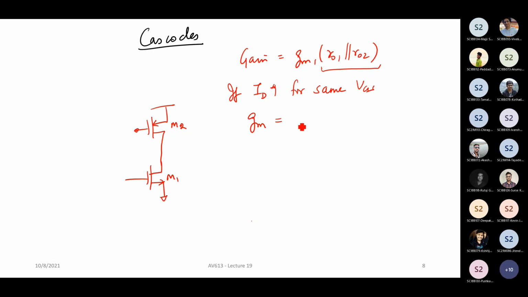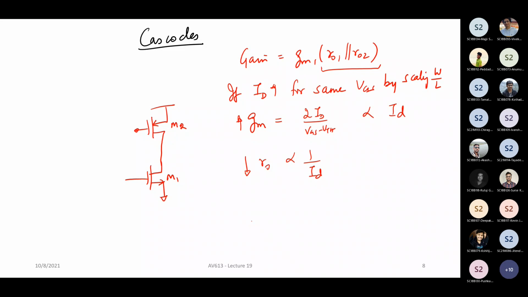GM is given by root of 2·ID·(W/L)·..., in fact, 2ID by VGS minus VTH. So if you keep VGS minus VTH constant, GM is basically proportional to ID. Now for R0, what is the case? R0 is inversely proportional to ID. So if you just scale the W by L ratio, keeping the VGS constant, you will increase GM and you will reduce R0 by the same quantity. So in other words, if you do this, your gain will remain the same.